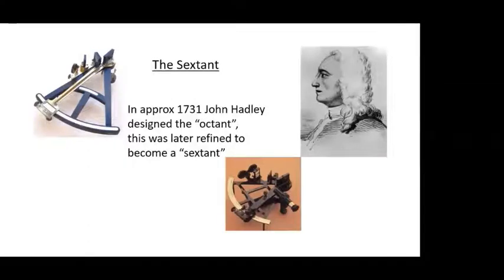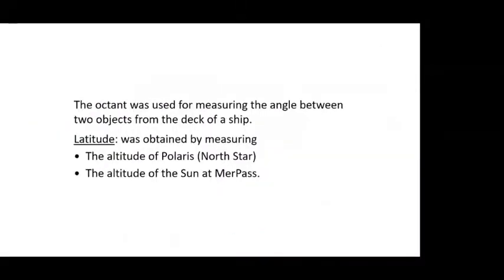Angles were measured from the deck of a ship by means of an octant on the left or the sextant on the right. This was designed approximately in 1731 by Mr. John Hadley on the right. And it was used for measuring the angle between two objects from the deck of a ship.